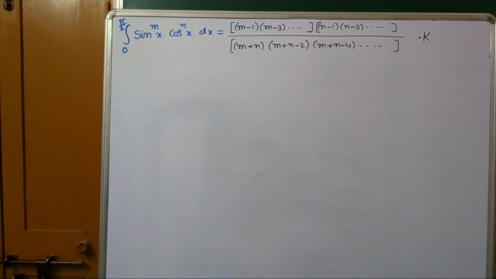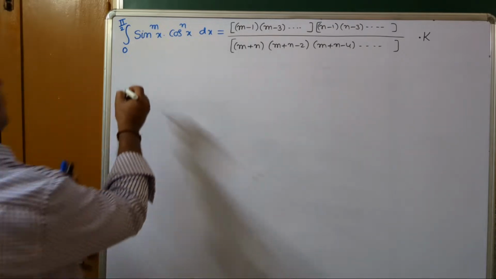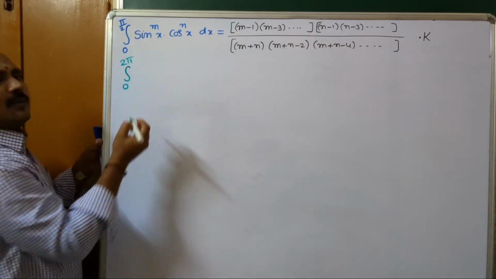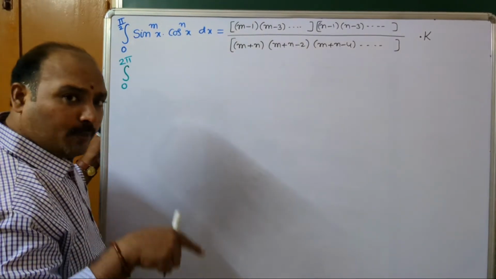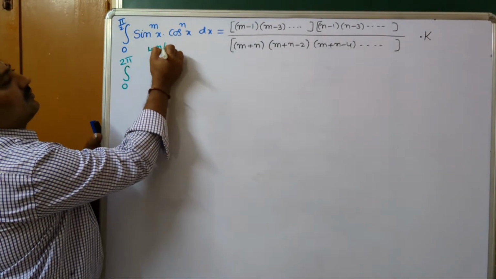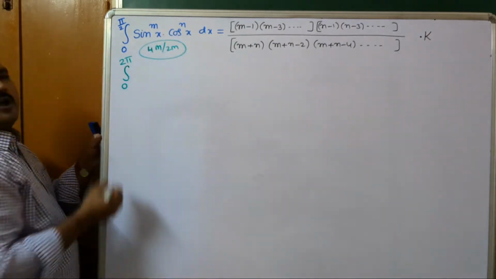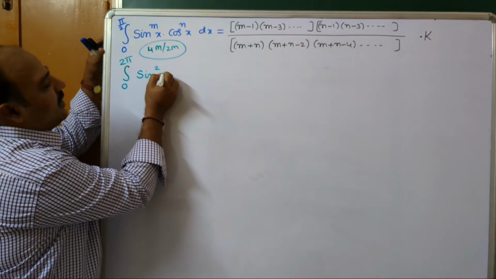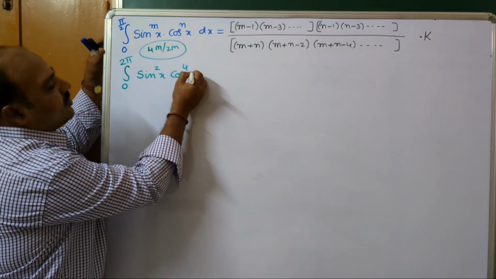Now the question is: integral 0 to 2 pi sin square x cos power 4x dx. This question may sometimes be asked for 4 marks, especially this question, either 4 marks or 2 marks. Only this question, dear students.